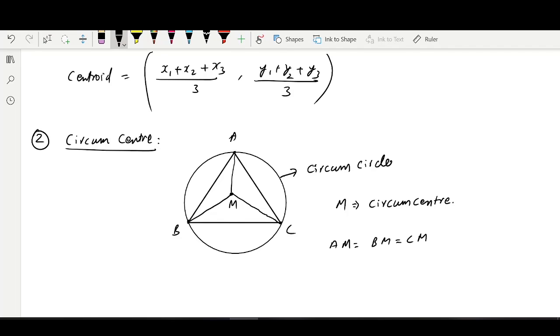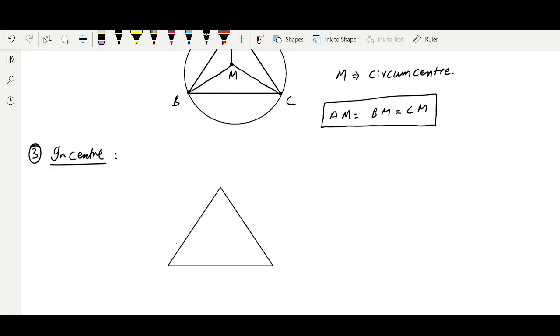So this condition is used to find out the coordinates of the circumcenter. There is no specific formula to find out the circumcenter. This condition is used to find out the circumcenter. Okay. Now the other important standard point in the triangle is known as incentre.